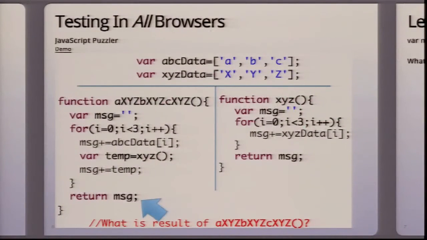One of the things I had up when you walked in was this puzzler. It's kind of simple. It looks like it says A, XYZ, B, XYZ, C, XYZ, right? How many of you think that's the answer? Obviously none of you, but does anyone know what the answer is? Anyone? Yeah.